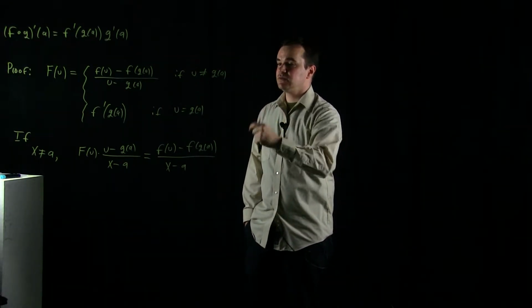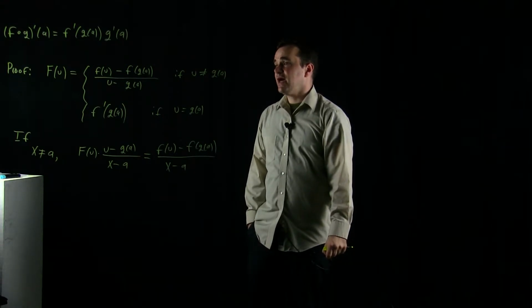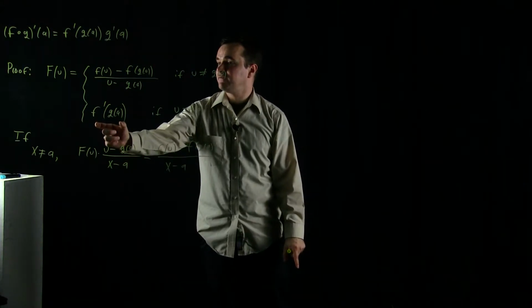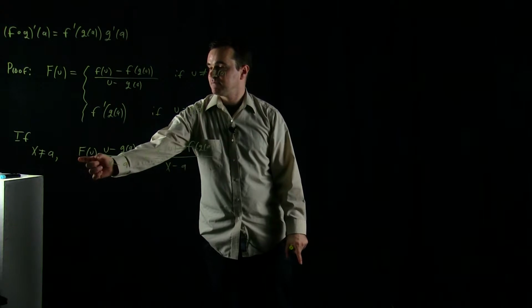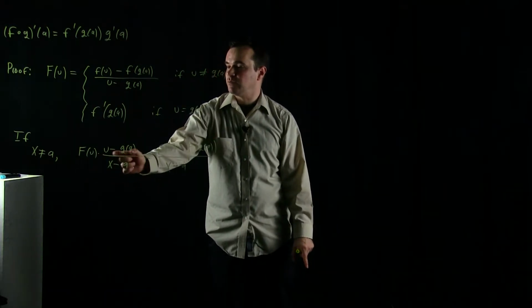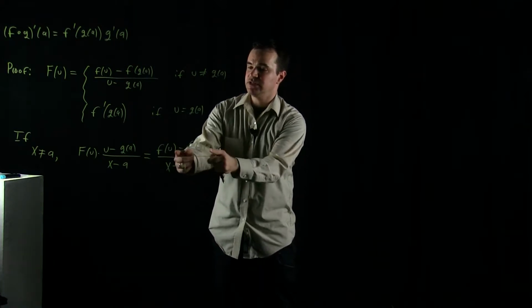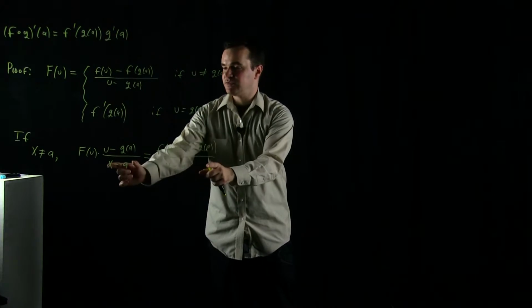What if u is equal to g of a? In that case, this function is no longer that difference quotient. It's equal to f prime of g of a. So that would go there. And when u is equal to g of a, this part would be 0. On the other hand, on this right-hand side, when u is equal to g of a, the numerator is going to be 0. So in that special case, both sides are 0.